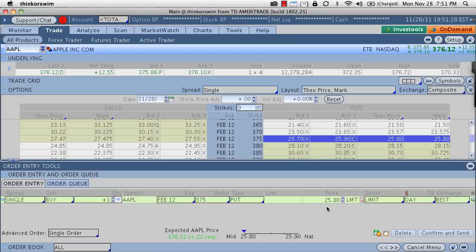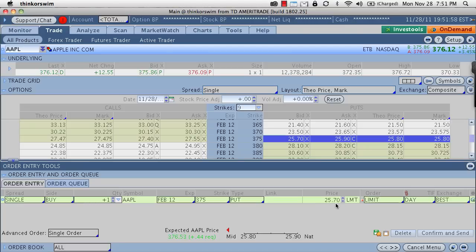Now here's where the limit order pricing comes into play. You can see that for my order type, I have a lot of different order types I can choose. I can choose market, limit, stop limit, etc. And we've gone over videos on all of these different orders. But in this video, we're talking about the limit order, which is this one here. So basically what this is saying is that I am not going to pay any more than $25.80 for this particular option. Now I can adjust this down to, let's say, $25.70.